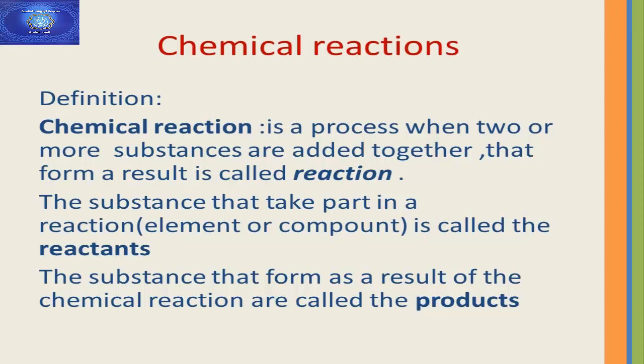So for example, if you are making tea, what will you add? Sugar, tea leaves, water. After that, what do we get? Tea, isn't it? So the sugar, water and tea leaves take part in a reaction. The substances that take part in a reaction are called reactants. And we got the tea as a product, so that is known as the product.